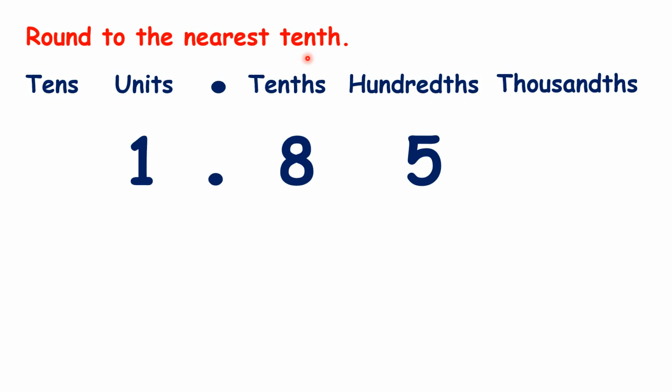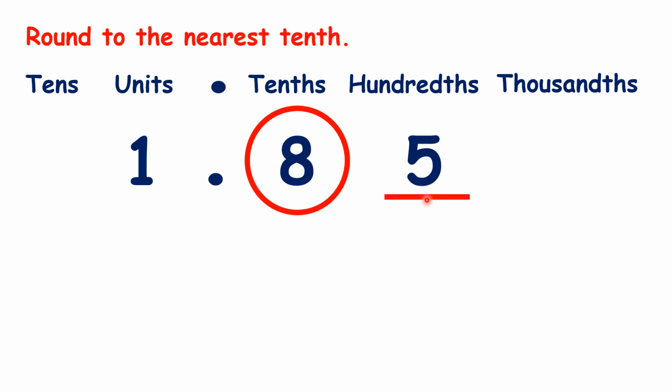So we're used to rounding to whole numbers, but we can round to the nearest tenth as well. In fact, we can round to any place value. We follow exactly the same steps. We find the place value we're rounding to, so the tenths in this case, and look at the next digit along. So here we look at the digit in our hundredths place.